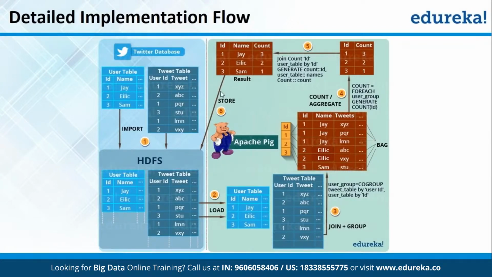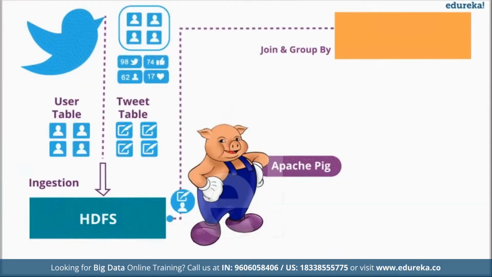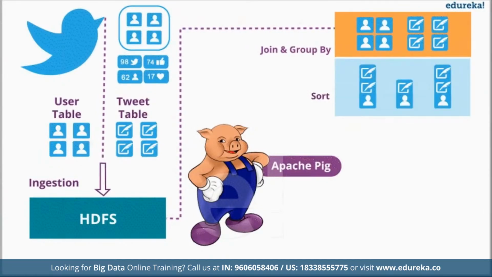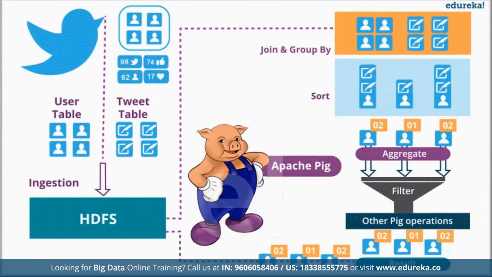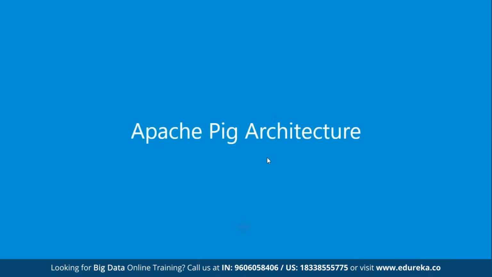Let's move on to the next slide, which is nothing but the animated representation of the exact same flow that we saw right now, which will give you a better perspective. The very first step is that the user table and tweet table are moved to HDFS. Then they are joined and grouped by Pig. The data is sorted and aggregated, finally filtered to get the count of tweets per user, and the result is dumped back to HDFS. Apache Pig architecture.